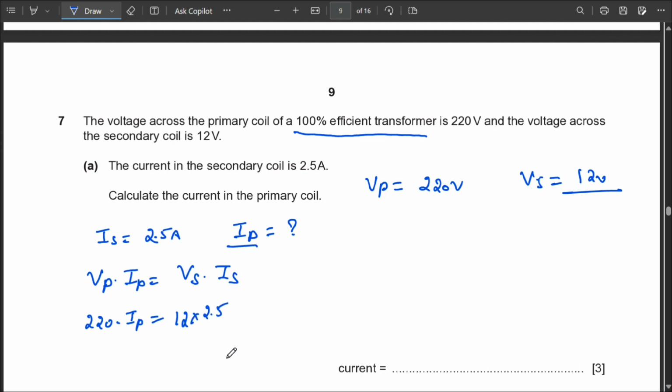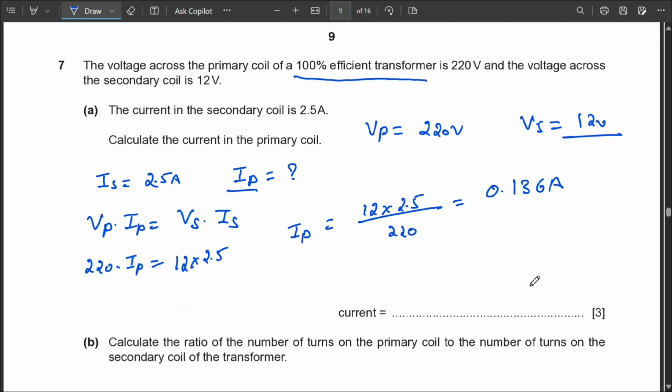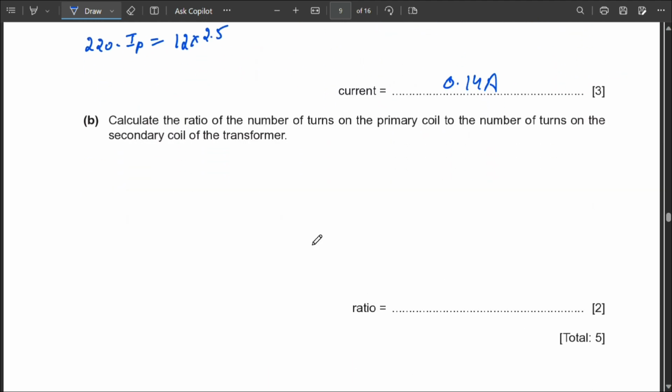So the current in the primary coil will be 12 times 2.5 divided by 220. If you substitute this in the calculator, IP is coming to be 0.136 ampere. So you can round it off and write 0.14 ampere.